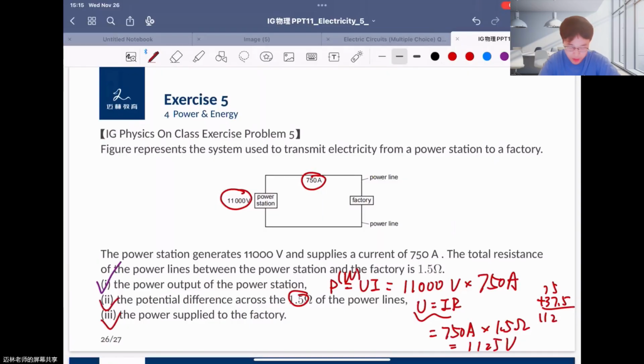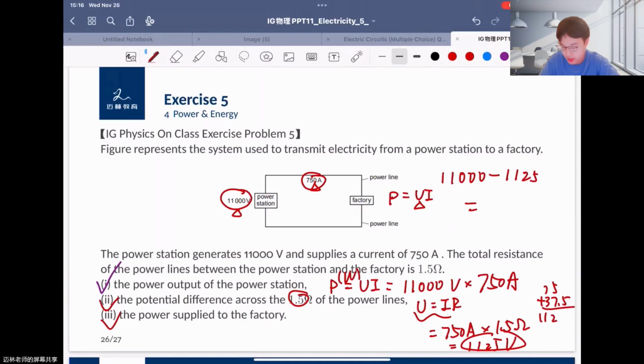And the third question is to find the power supplied to the factory, right? So for the factory, we want to calculate the power. So we must use the formula power equals U times I, right? Here I is 750 amperes. It is no doubt, right? So now you have to find the voltage here. We have the voltage at the power station, which is 11,000 volts, right? So you have to subtract the voltage on the wire, right? We calculated that it is 1,125 volts. So you can calculate the factory voltage. It is 11,000 minus 1,125 volts. You can calculate the final answer.